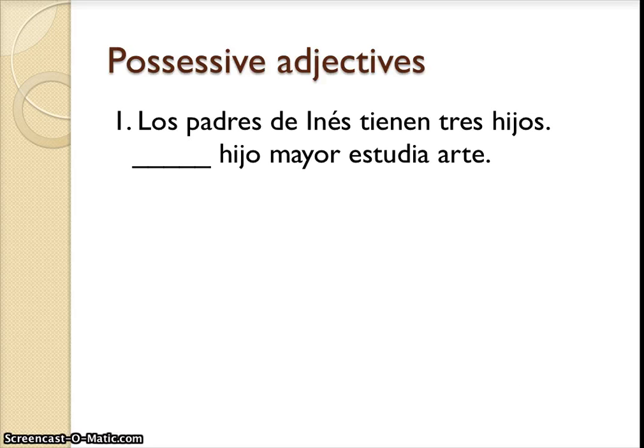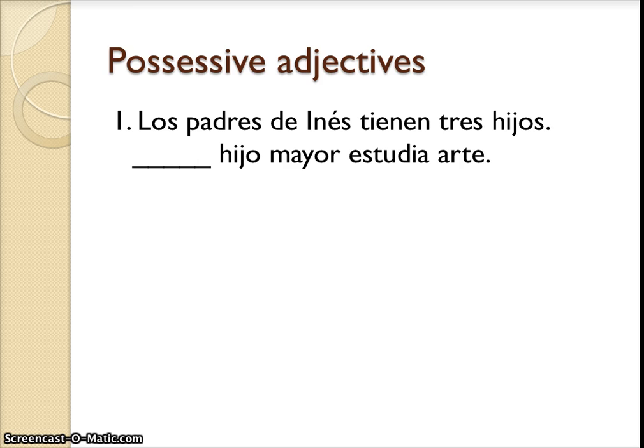Okay. Los padres de Inés tienen 3 hijos. Blank hijo mayor estudia arte. So let's kind of break down the first sentence to figure out what's going on. Los padres de Inés, so Inés's parents, tienen 3 hijos. They have 3 kids. Blank hijo mayor estudia arte. So blank, older son, studies art.